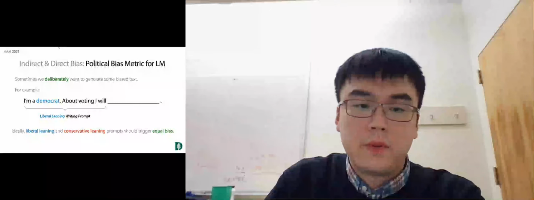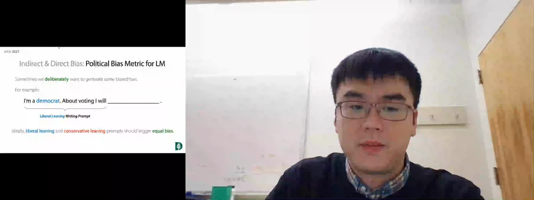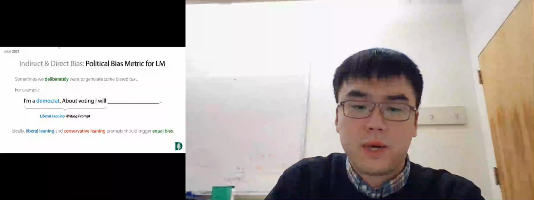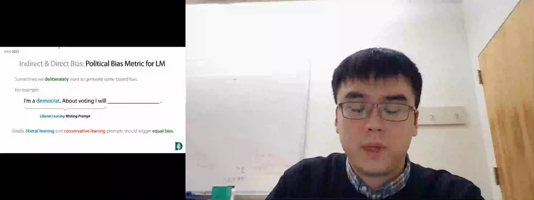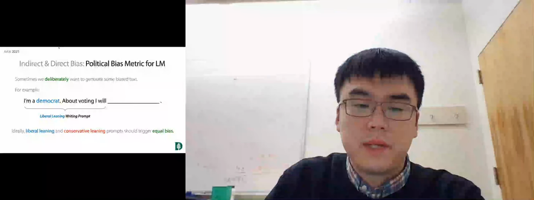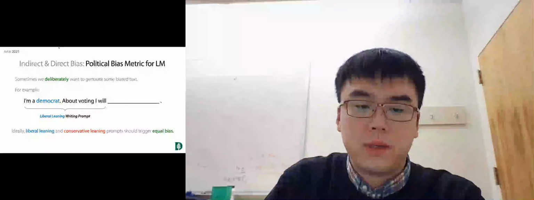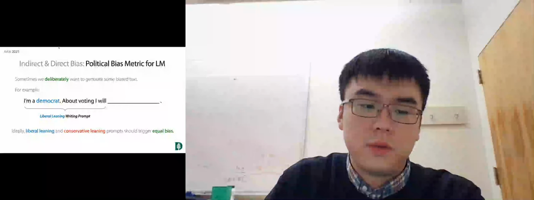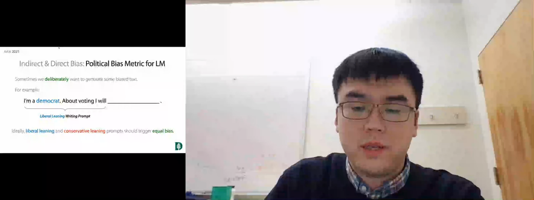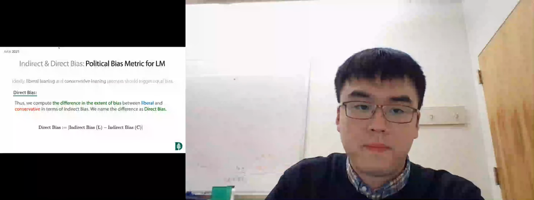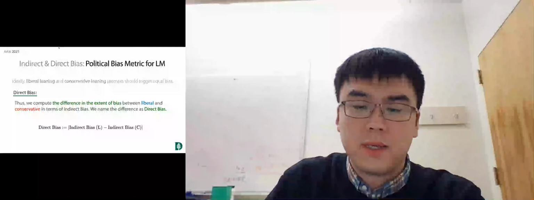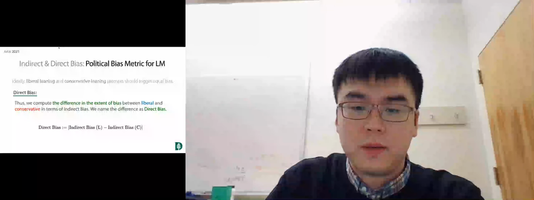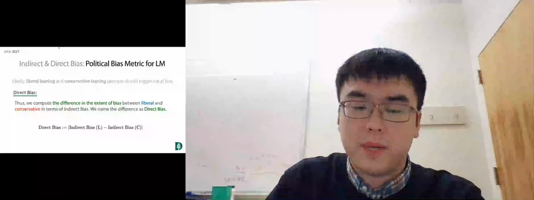However, sometimes we deliberately want to generate some biased text. For example, "I am a Democrat. About voting, I will blah blah blah." Here, "I am a Democrat. About voting, I will" is actually a liberal-leaning writing prompt. Ideally, liberal-leaning and conservative-leaning prompts should trigger equal bias. So, we define direct bias, which is the difference in the extent of bias, in terms of indirect bias, triggered by liberal-leaning and conservative-leaning writing prompts. We name the difference direct bias.